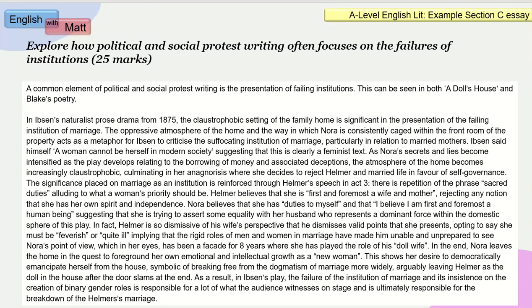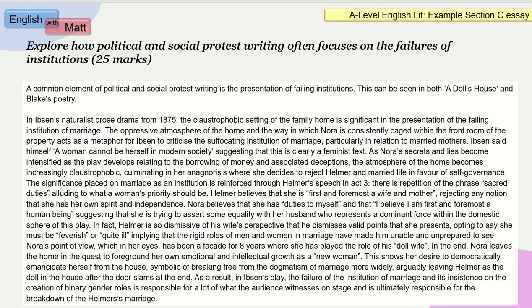The significance placed on marriage as an institution is reinforced through Helmer's speech in Act 3. There is repetition of the phrase "sacred duties," alluding to what a woman's priority should be. Helmer believes that she is first and foremost a wife and mother, rejecting any notion that she has her own spirit and independence. Nora believes that she has "duties to myself," and that "I believe I am first and foremost a human being," suggesting that she is trying to assert some equality with her husband, who represents a dominant force within the domestic sphere of this play.